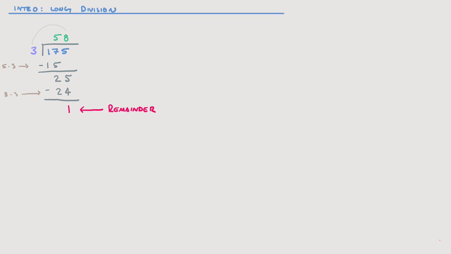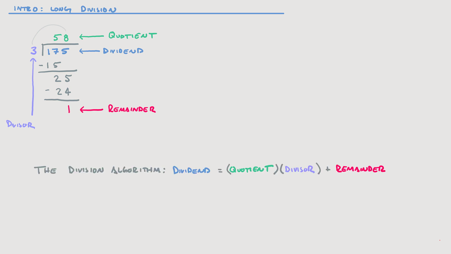And that's it. Now, all these other things have names as well. The thing that you're dividing by is called your divisor. The thing that you're dividing is called the dividend, and the answer that you get, in conjunction with the remainder, is called your quotient. These 4 things comprise what is known as the division algorithm, which says that a number, a dividend, is equal to a quotient times some divisor plus a remainder. And so we just found out that 175 is equal to 3 times 58, which is 174, plus 1.